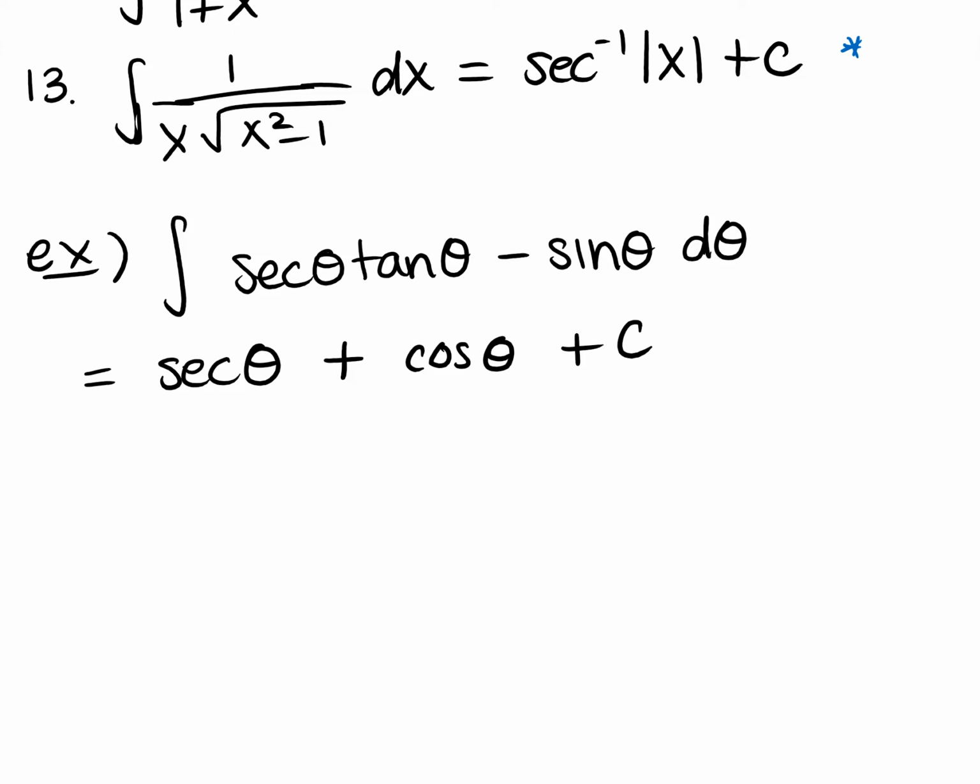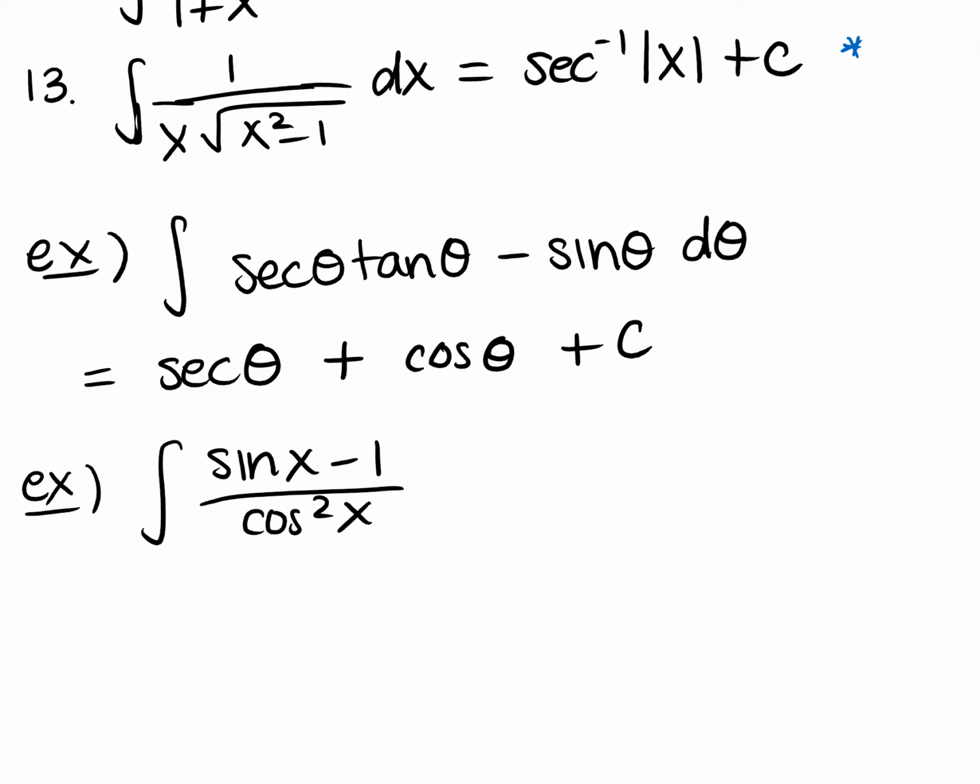And again, if you take that derivative, we get secant tangent, and then the derivative of cosine is a negative sine, and then the derivative of c, of course, is 0. What about something a little bit more exciting, like the integral of sine of x minus 1 all over cosine squared of x dx.